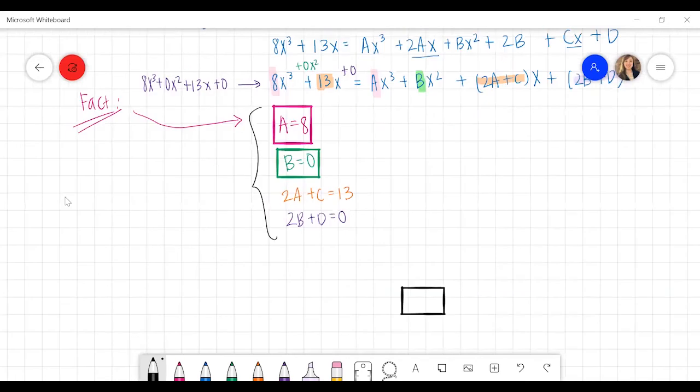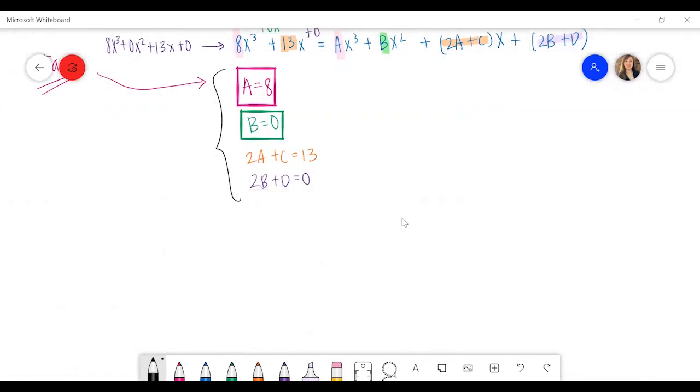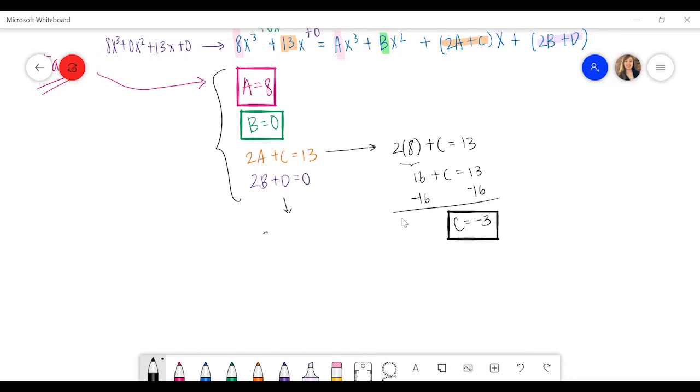So your job is to now solve for them, okay? So again, we have A and we have B done. If we take the third one, the orange one, and plug 8 in, that's 2 times 8 plus C is 13. So that's 16 plus C is 13. We'll move the 16 over, and we get C is equal to -3. Well, there's another solution for us, right? And then similarly here, if we plug in B is equal to 0, you've got 2 times 0 plus D is also equal to 0. So that actually gives you D is 0.